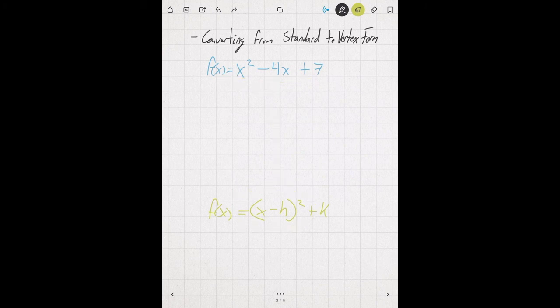All right, well, hopefully you had some time to think this through, and hopefully the idea came to you. The central technique that we're going to use here is completing the square.